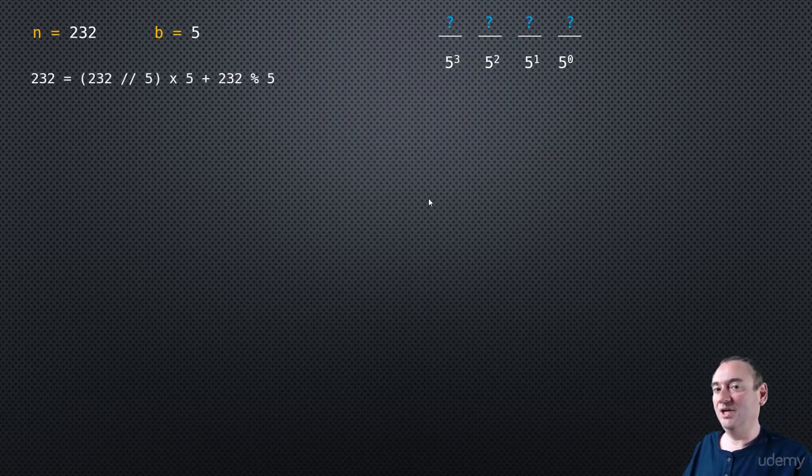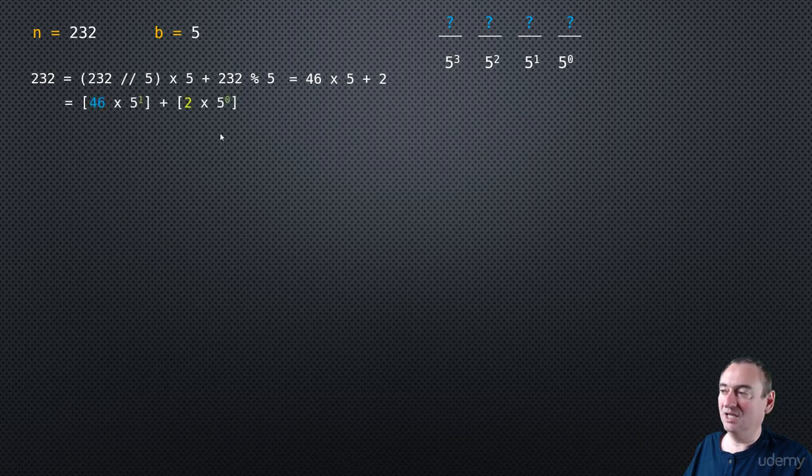Well, let's use that equation. So let's start with 232. That is 232 div 5 times 5 plus 232 mod 5. Same equation as before. So if we calculate that out, we get that this is equal to 46 times 5 plus 2. Now I'm going to rewrite this slightly to make it more evident what's happening.